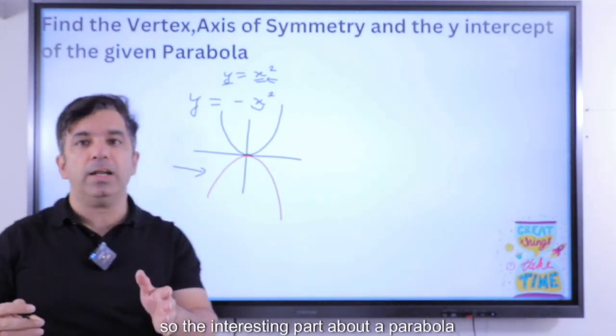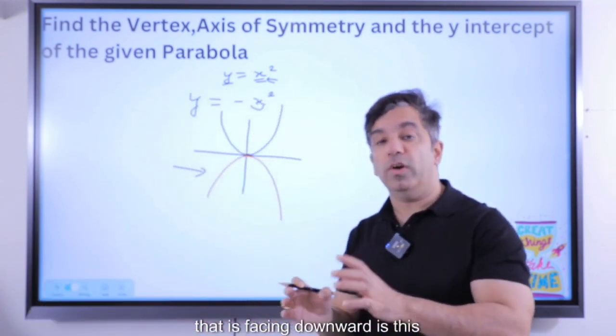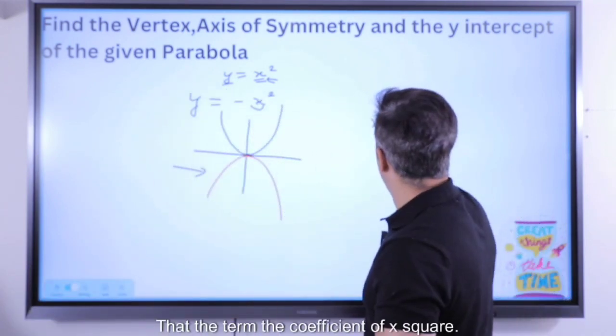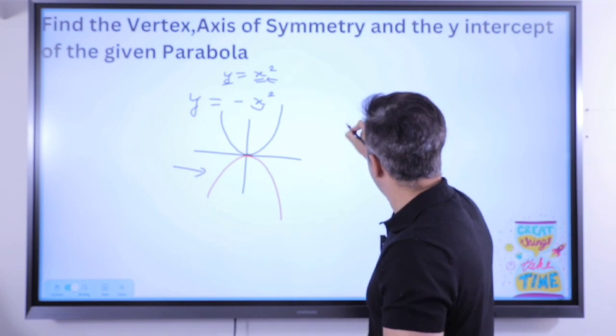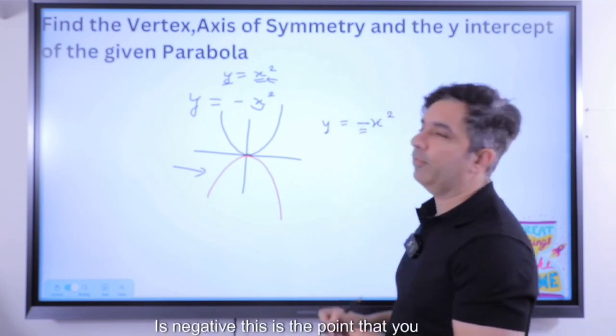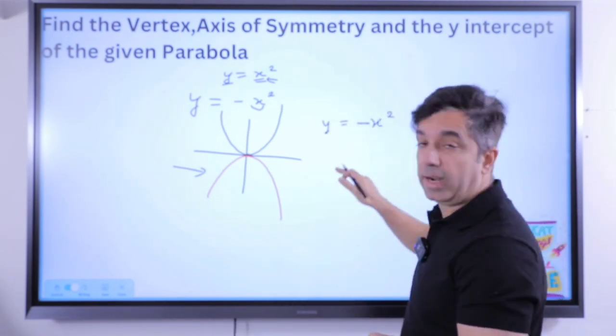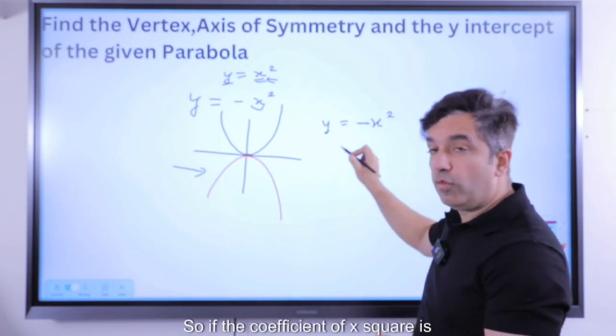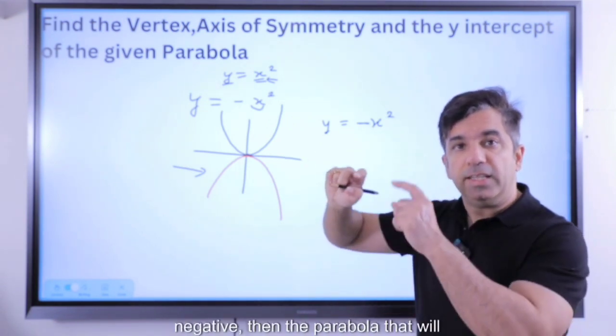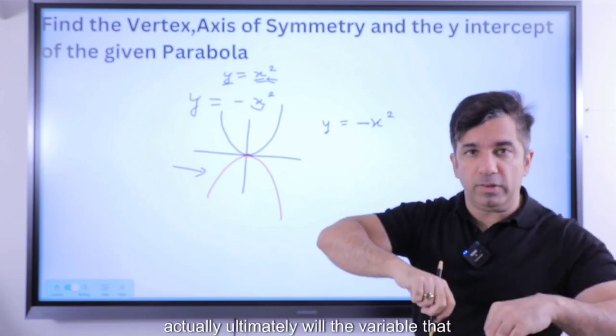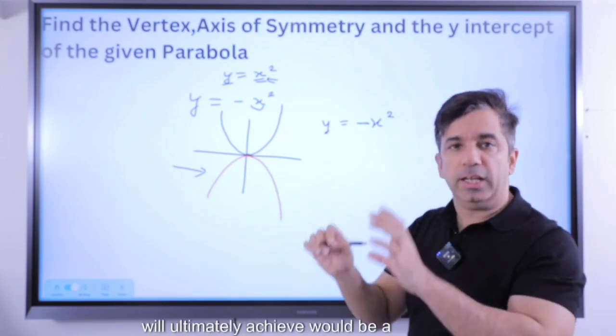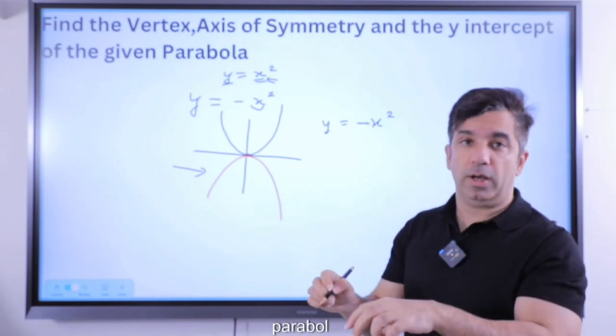The interesting part about a parabola that is facing downward is that the coefficient of x square is negative. This is the point that you have to understand. So if the coefficient of x square is negative, then the parabola that we will ultimately get would be a downward parabola.